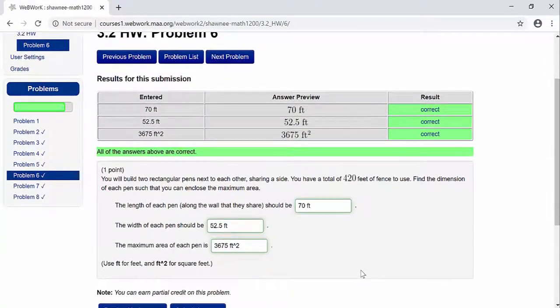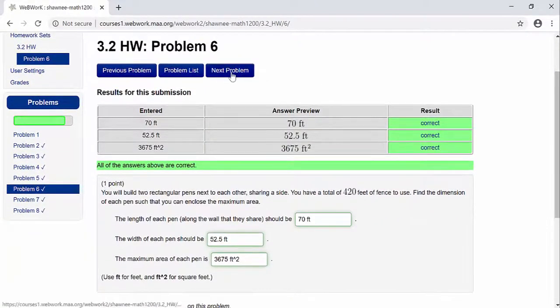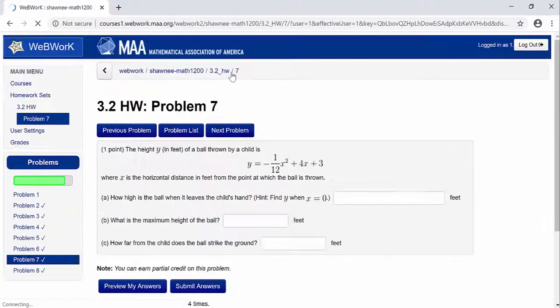All right. So now let's look at problem number 7. Problem number 7, we're given a formula for the height in feet of a ball that's thrown by a child. So this expression gives us the height of the ball, where x is the horizontal distance in feet from the point at which the ball is thrown. So imagine you have a child throwing a ball, and depending on how far out the ball is, we can use that distance, the horizontal distance x, to determine the height y.